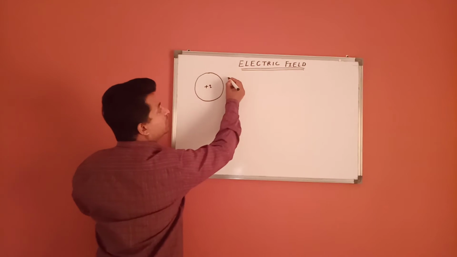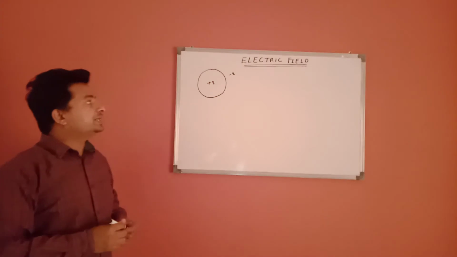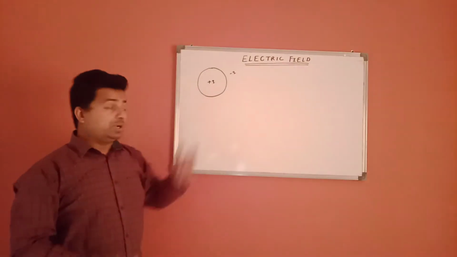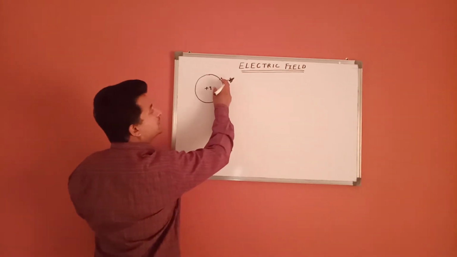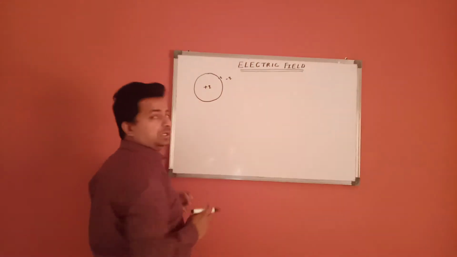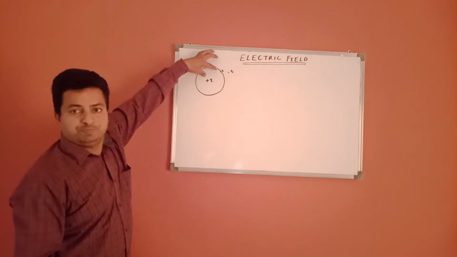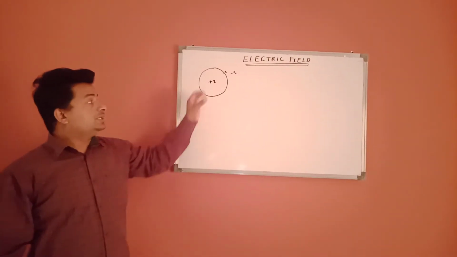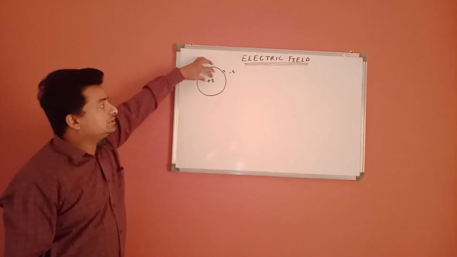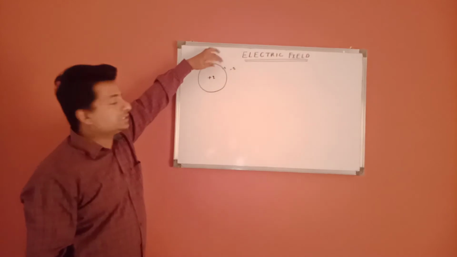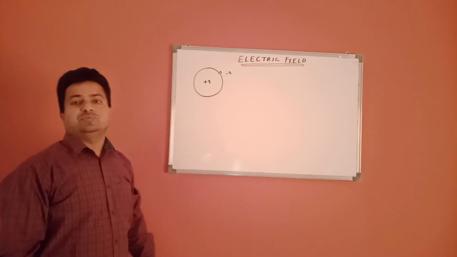Let us suppose that there is charge plus q and this is the electric field, that is its range. If another charge plus q is placed here, then there is no attraction between these two charges. But when we take the negative charge here, then this positive charge attracts this negative charge. The range of this positive charge is called electric field. That is, it is defined as the space around a charge in which its electric effect, that is attraction or repulsion, can be experienced.